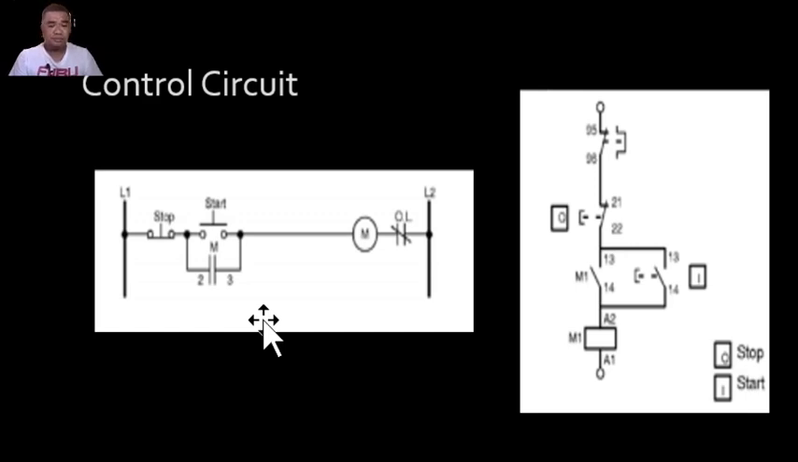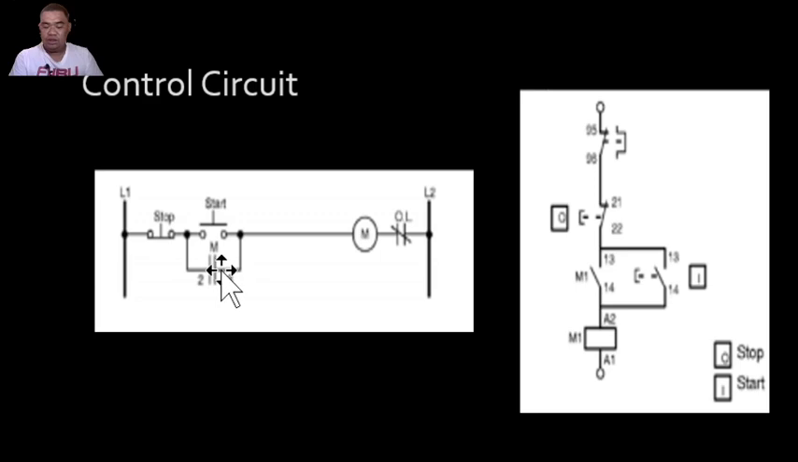This is our control circuit here. We have line 1 and line 2. Then we have the stop button or the normally closed push button. Then we have the start, which is the normally open button. We have the latching or the normally open contact of our contactor. This is the contactor coil. This is the normally open contact of our contactor coil.